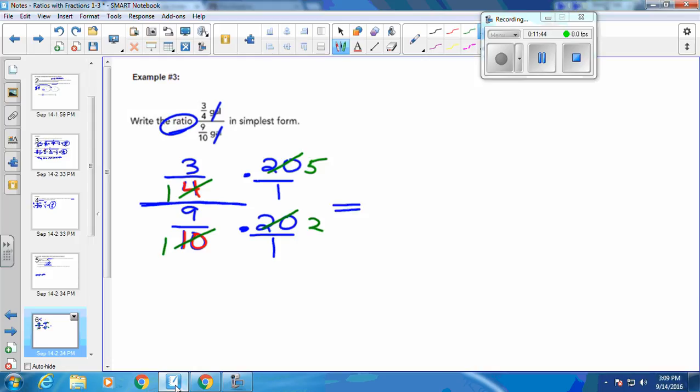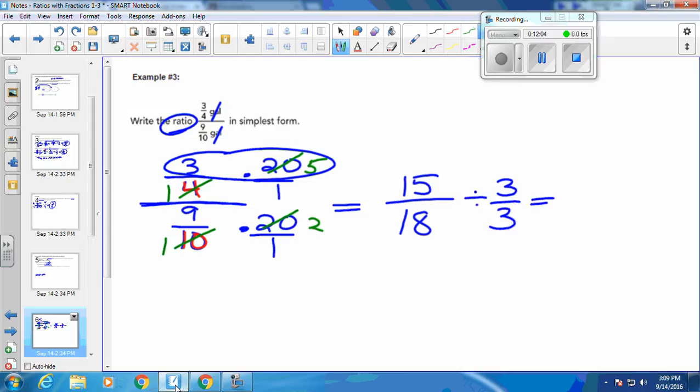Multiply what you're left with. I'm multiplying the 3 times 5 now, which will give me 15. And then I'm multiplying the 9 times 2, which will give me 18. I see that both of these numbers are divisible by 3. 15 divided by 3 will give me 5. 18 divided by 3 will give me 6. And so my final answer is 5/6.